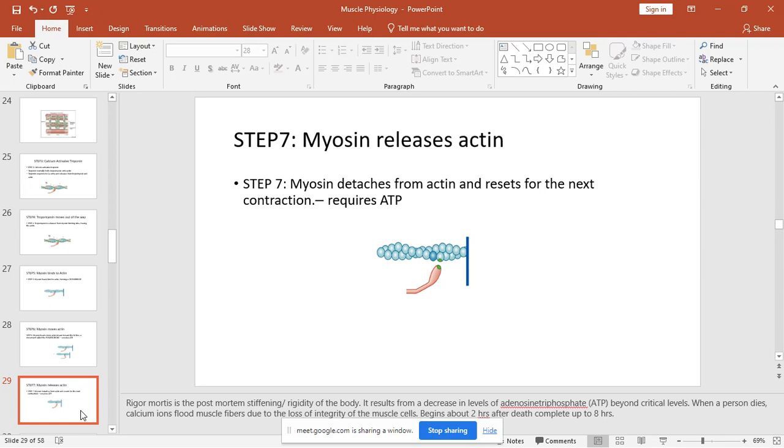Now, after the power stroke, this myosin and actin will still be bound together. But if they're still bound together, then it won't be possible for the muscle to generate another shortening. So the actin and the myosin need to unbind. And for it to unbind, it needs to use ATP again. Okay? In fact, maybe I should pause to ask you, do you know the scientific explanation why, when people die, approximately 2 hours after death, the muscles start to become stiff, what is known as rigor mortis?